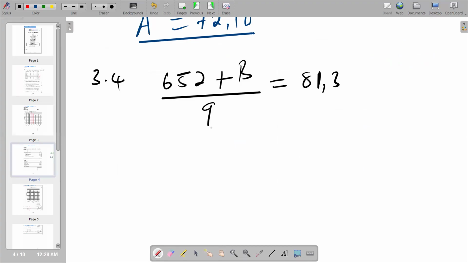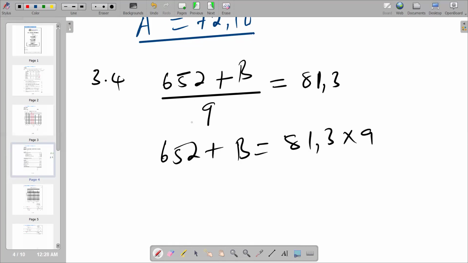So we start by multiplying by 9 throughout. It becomes 652 plus B is equal to 81.3 times 9. Because if here you multiply by 9, and here 9 into 9, you get 1. So it will remain 652 plus B. So with that now, we can try to find the product of 81.3 times 9.